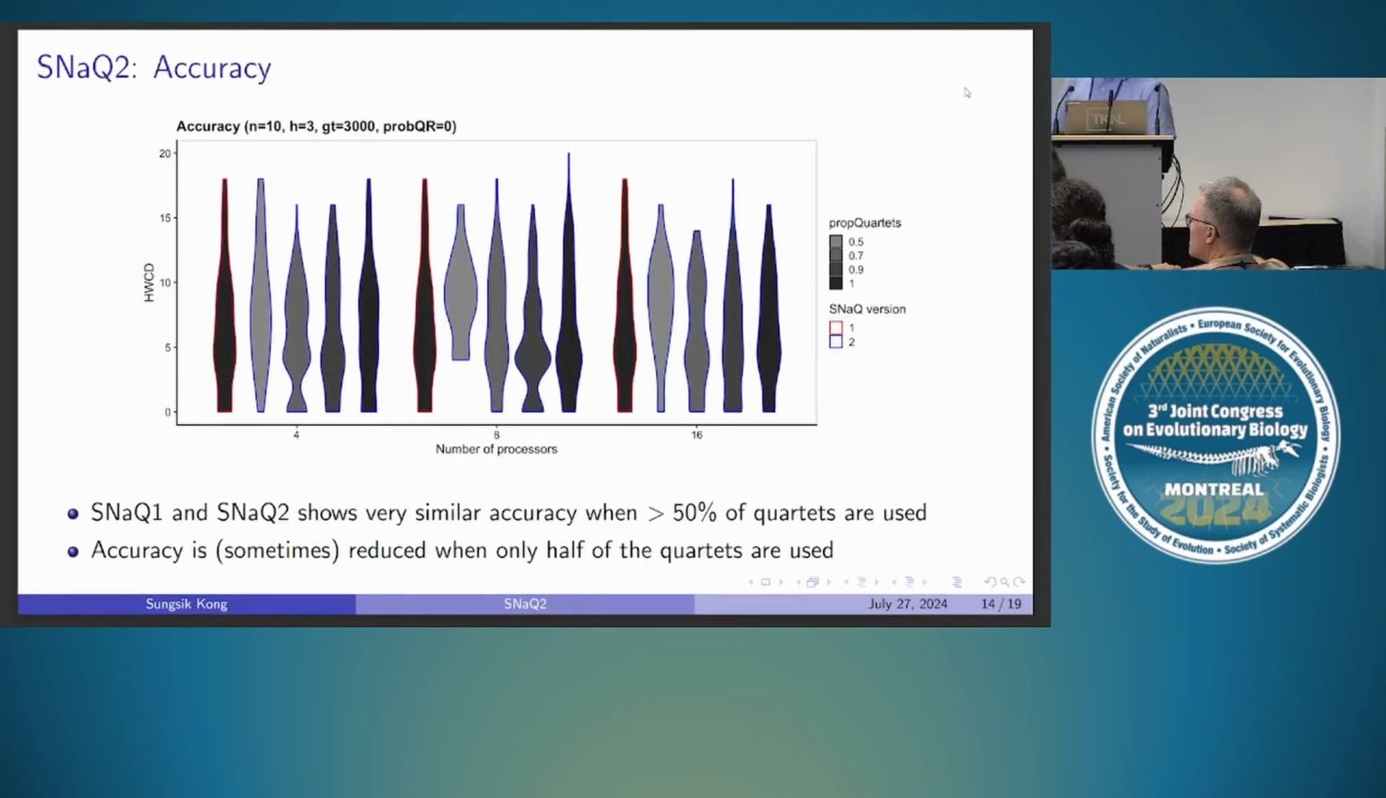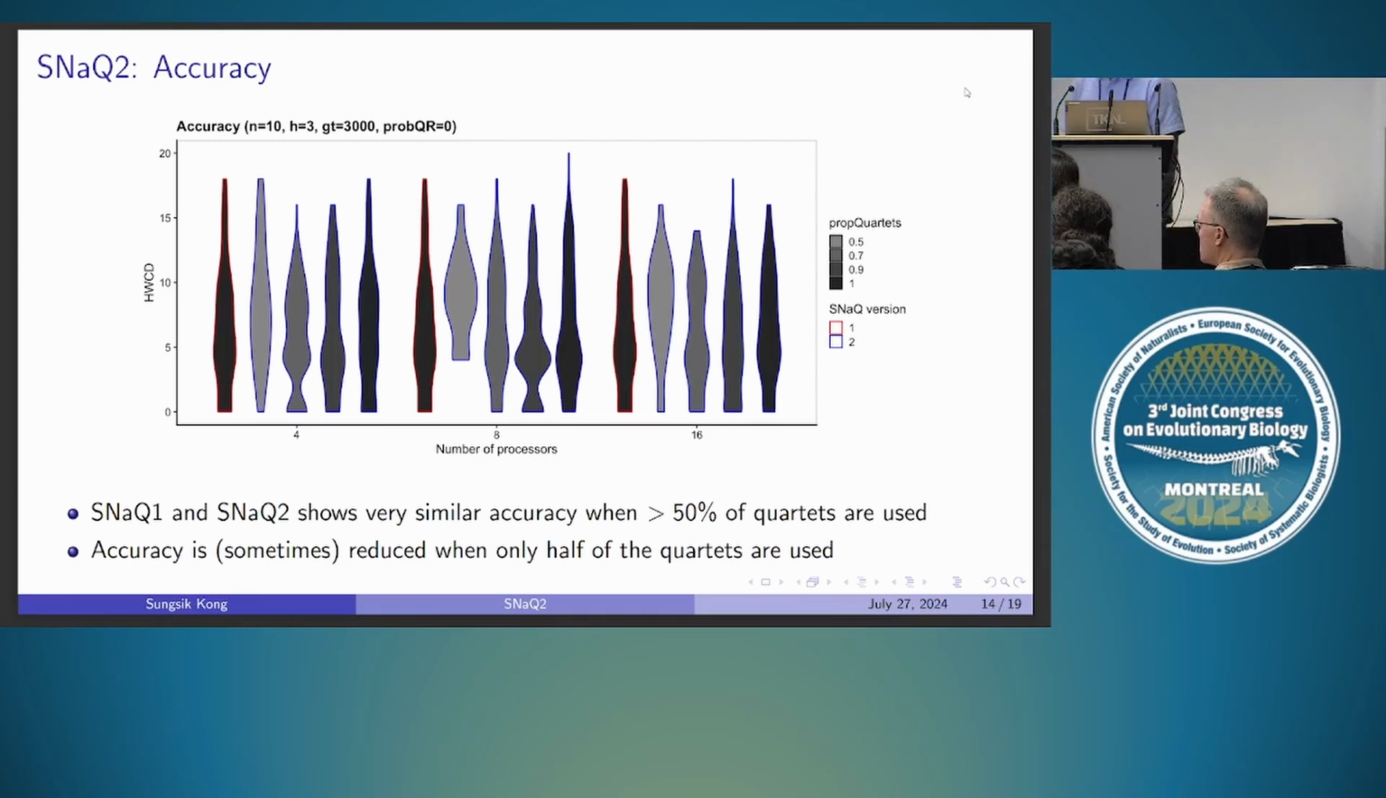So here is the plot for the accuracy. The x-axis represents the number of processors, and the y-axis represents the topological error. So as the value gets closer to the x-axis, that means the estimation is getting more accurate. In the plot, there are 3 sections. The plot that has the red outline is the result from SNAG1, and the 4 blue violin plots are results from SNAG2. As you move left to right among the 4 violin plots from SNAG2, as the color gets darker, that means we're using more quartets for its computation.